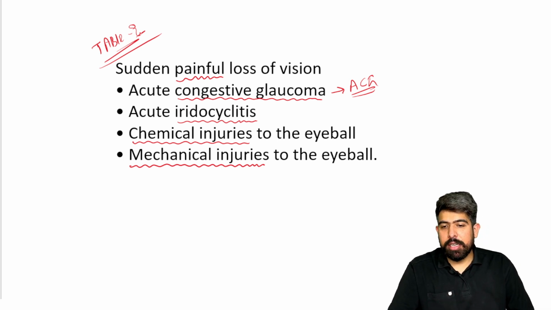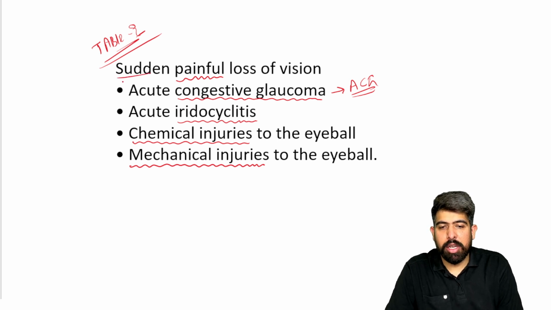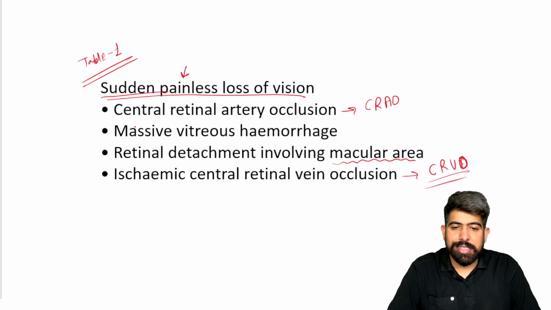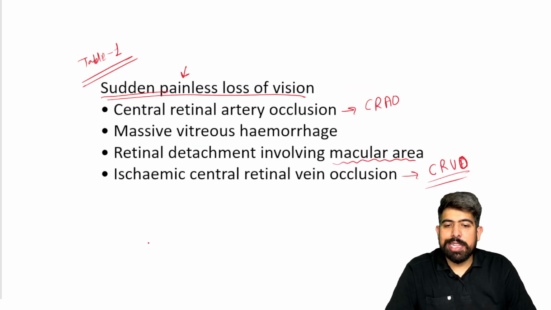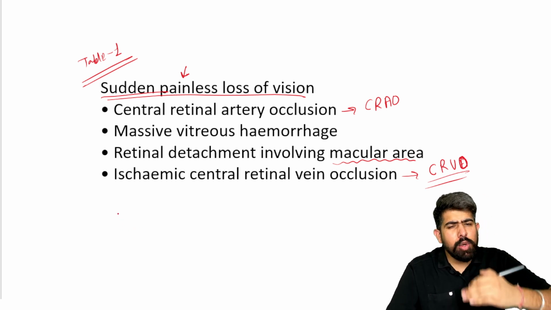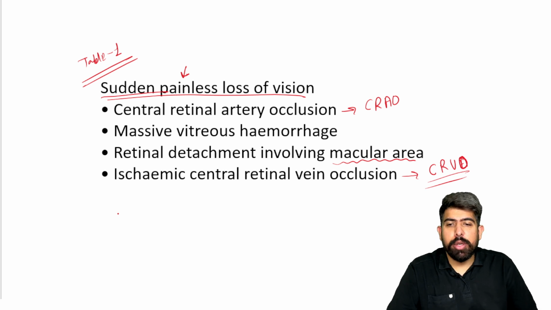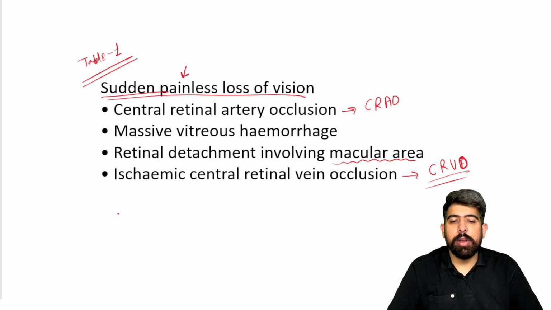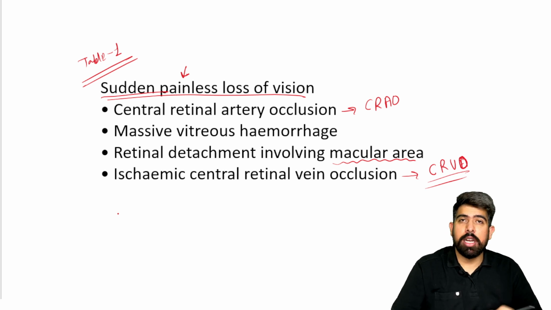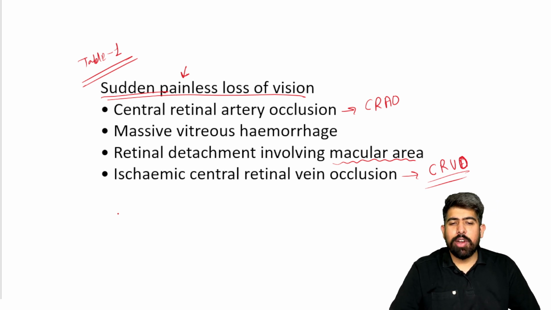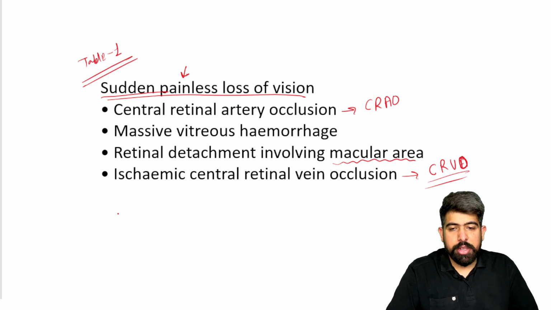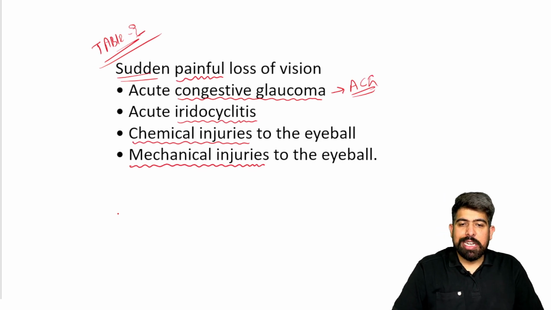Just remember it is sudden. Please remember I wrote sudden here, because many of you are thinking, sir, there is painless loss of vision in cataract also, but it is not sudden, it is gradual. Slowly the loss of vision will occur. But the sudden ones are central retinal artery occlusion, central venous occlusion, vitreous hemorrhage, or maybe retinal detachment. So all this is important, you have to remember it.